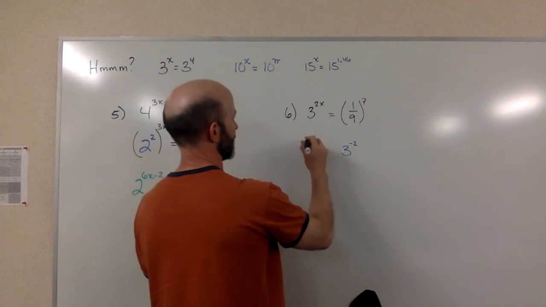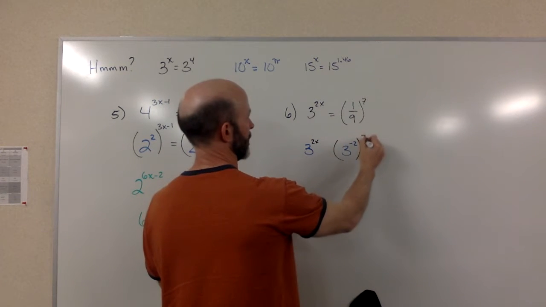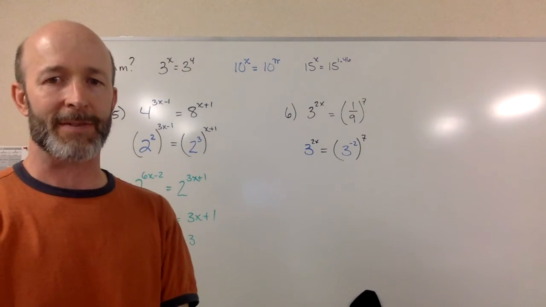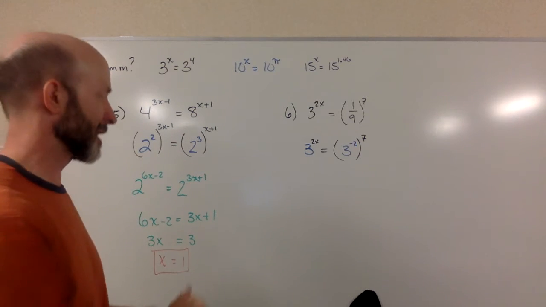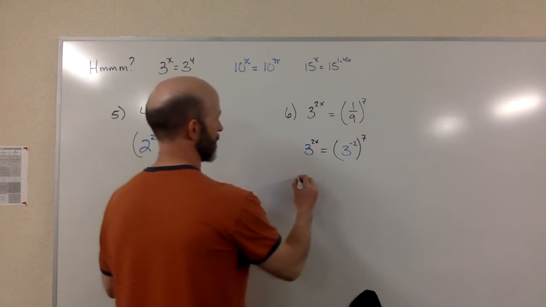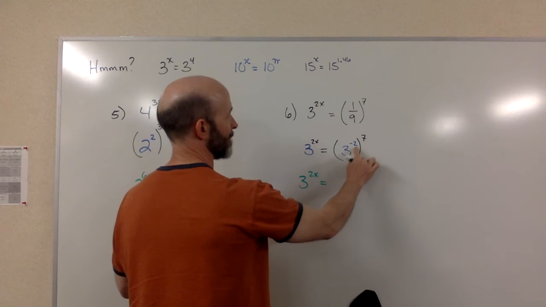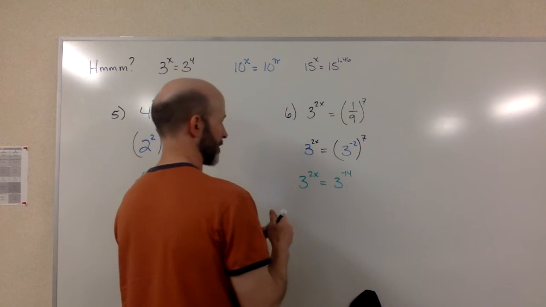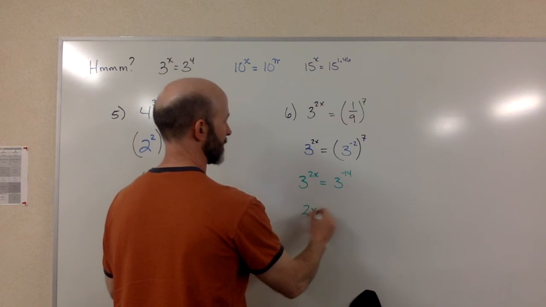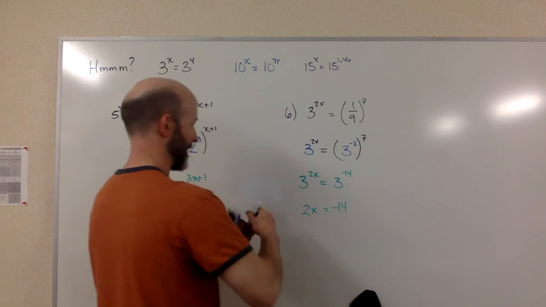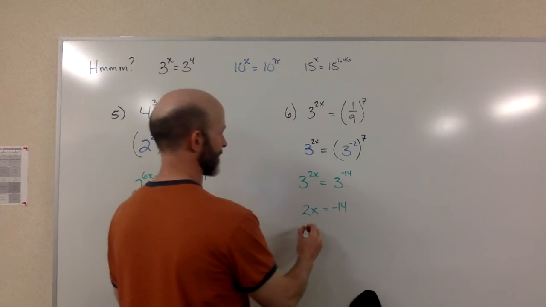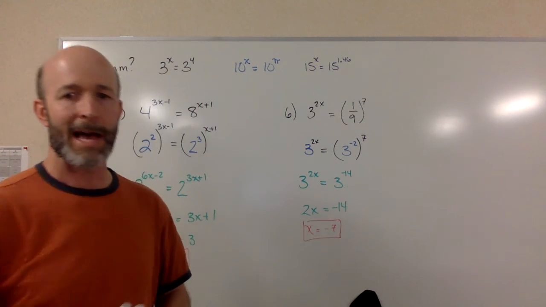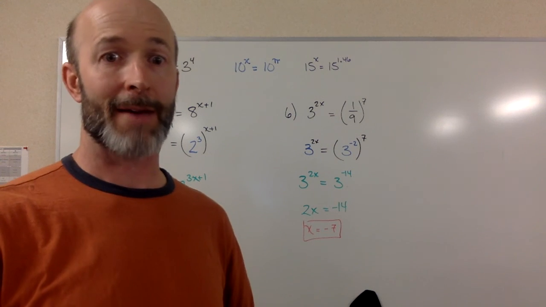All I'm doing is rewriting the 1/9 to make it 3 to the negative 2nd. Now, both of them have a common base. If I simply rewrite this, combining this power of a power, I multiply them together, well now this should be easy. If they both have the same base, I bet their exponents are going to be the same. How about that, ladies and gentlemen? It looks like we have a couple more solutions.